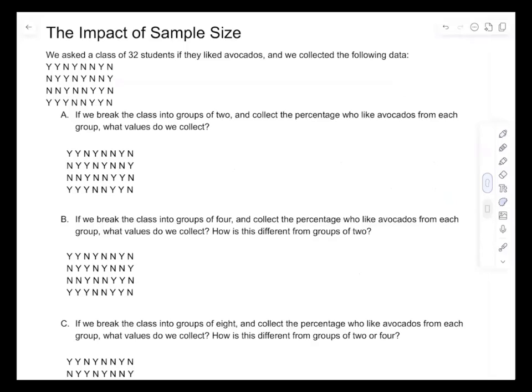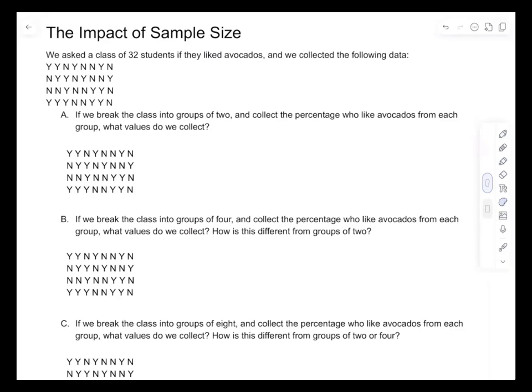So the sample size has a big impact on how much variation we see when we take these samples. I asked a class of 32 students, how do you feel about avocados? The Y here are people who said, yes, I like avocados. N is people who said, I don't like avocados. What we're going to do is think about, as I group people together into samples of 2, and then samples of 4, and then samples of 8, how does that change the data that I see?